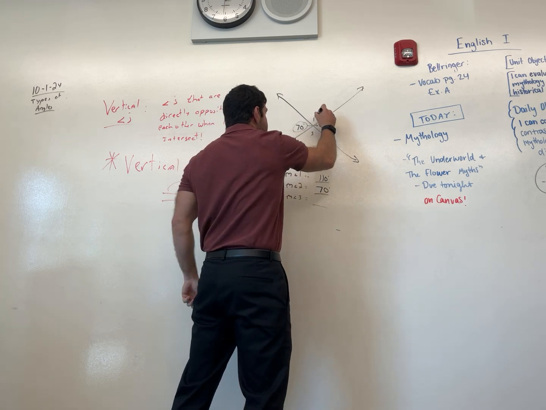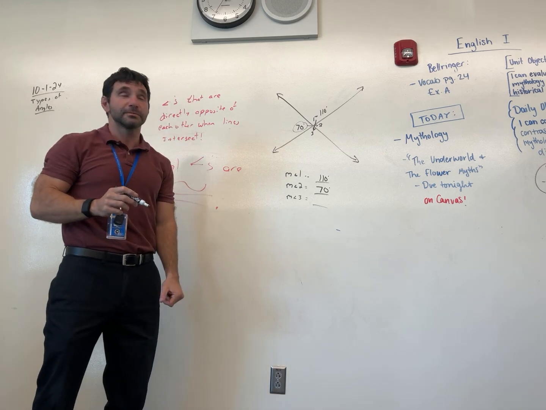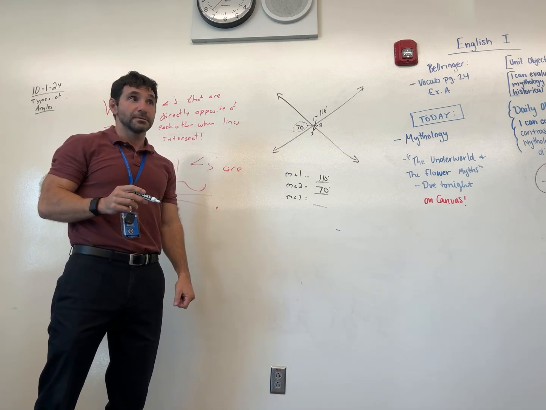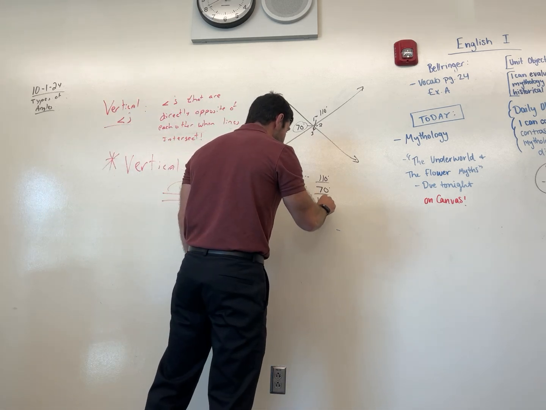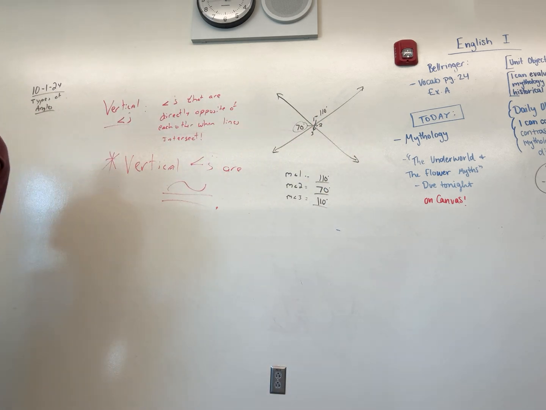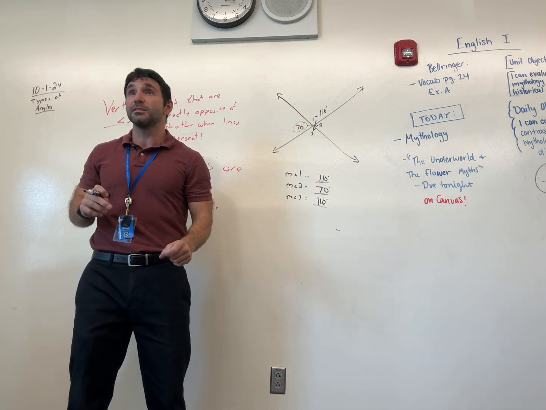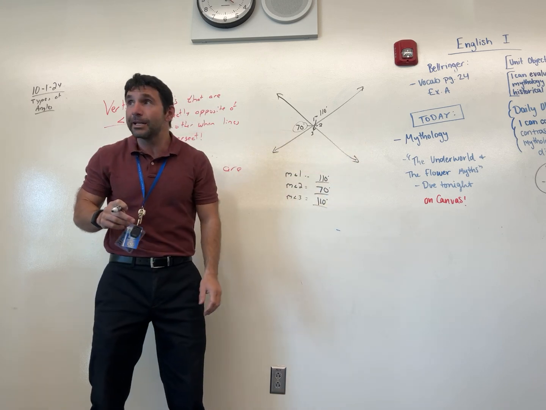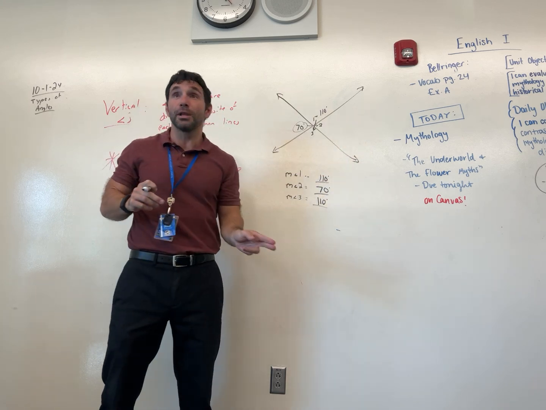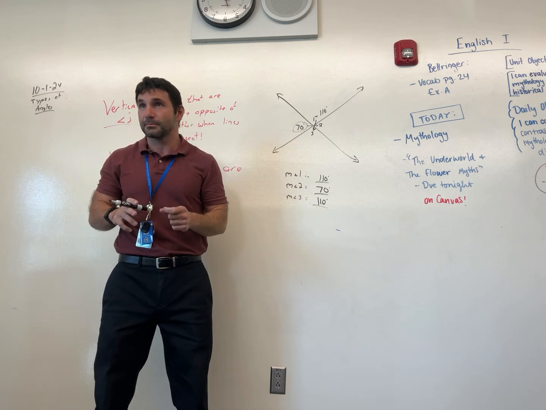So if this is now 110 degrees, what does angle 3 have to be? 110, because those are also vertical. Okay? So vertical angles have to be congruent. Angle 1 and angle 2 are called adjacent. They're also called linear pair. They're also called supplementary, because these two angles add up to 180.